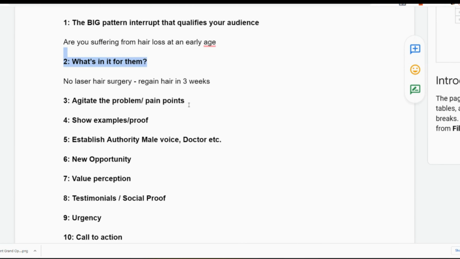And now you want to agitate the pain points. So you could say, when you look in the mirror in the morning and you see your hair is thinning, it starts your day off really badly, something like that. Just really get to those pain points.